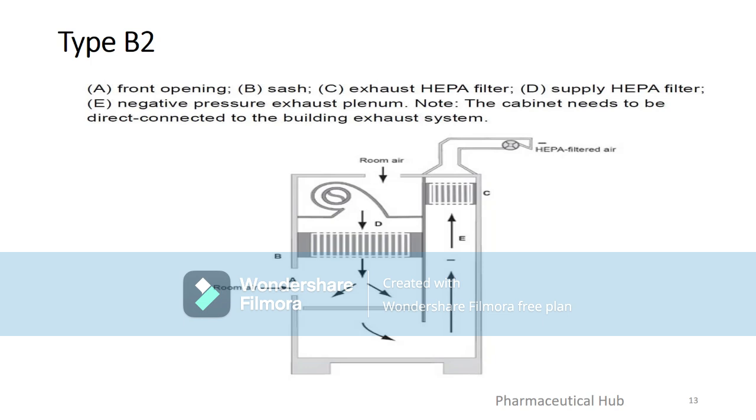This filtered air flows downward over the workspace, protecting the product. Total exhaust. All of the air from the work area is directed into a negative pressure exhaust plenum, E. From there, it's pulled through an exhaust HEPA filter, C, and is 100% exhausted out of the cabinet and into the building's exhaust system. No air is recirculated back into the work area. This total exhaust design makes the Type B2 BSC ideal for working with volatile toxic chemicals and radionuclides because there is no risk of recirculating hazardous fumes.